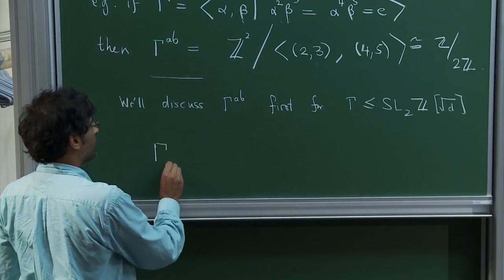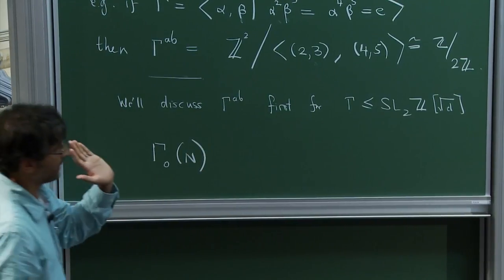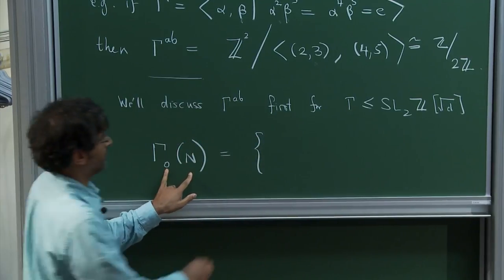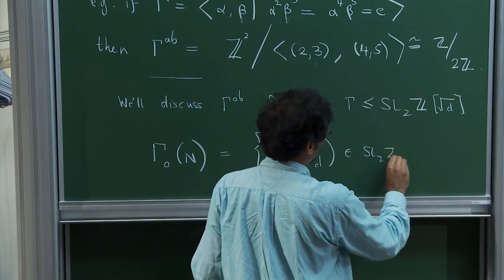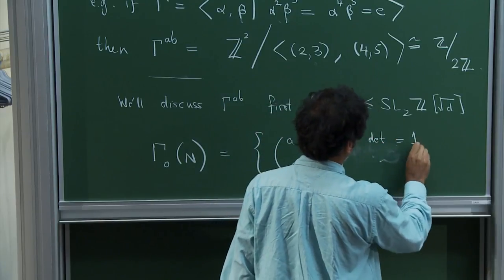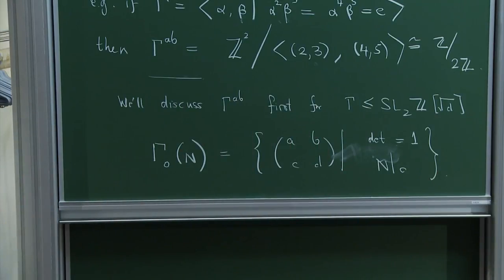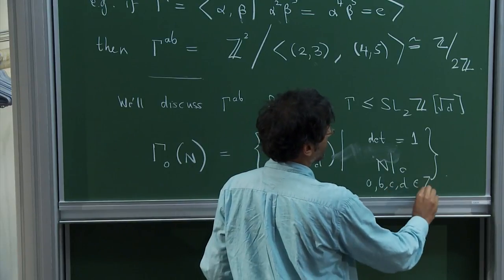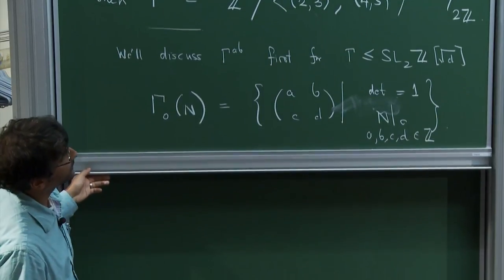So I'll stick to the usual. It doesn't really matter which family of subgroups we choose, but I'll stick to the standard ones that we talk about in number theory. So gamma naught of n will just as usual be the elements (a, b, c, d) in SL2Z, that is, determinant 1, and n divides c. Okay, and in a second, the same definition also makes sense. Right now a, b, c, d are integers, but this also makes sense if we did Z square root 2. Okay.